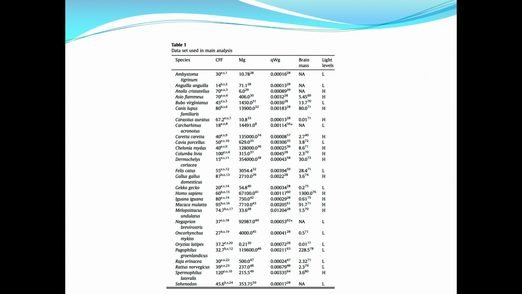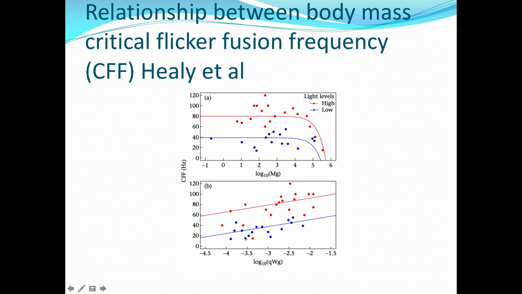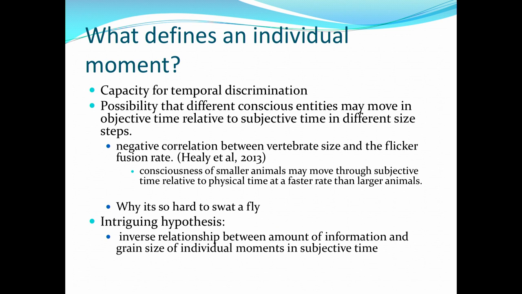So they correlated the flicker fusion rate of a whole variety of different animals, and then they related that both to the mass of the animal and also to the mass of the animal adjusted for the temperature it resides in. And here you see that there is quite a substantial correlation, both for animals at high and low light levels. They vary depending on if they were nocturnal or diurnal. So this is a really intriguing notion that the capacity for making discriminations may actually be the way in which subjective moments correspond to objective moments.